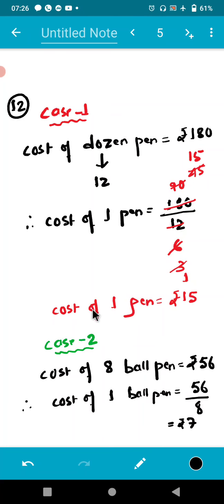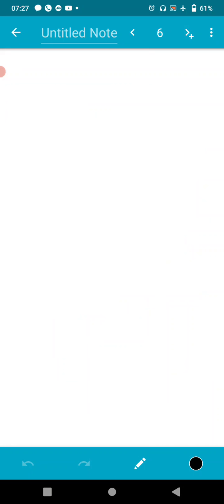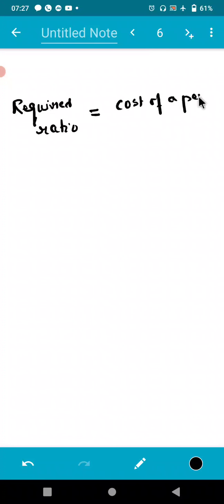Now we know the cost of one pen is equals to 15 and cost of one ball pen is equals to 7. Now we need to find out the ratio now. So required ratio is equals to, what is the ratio that we have to find? Cost of a pen by cost of a ball pen.